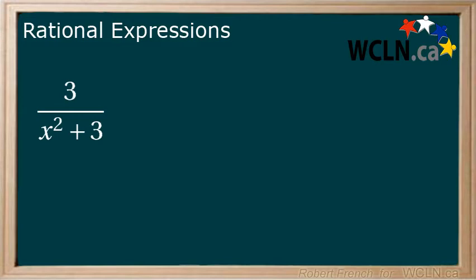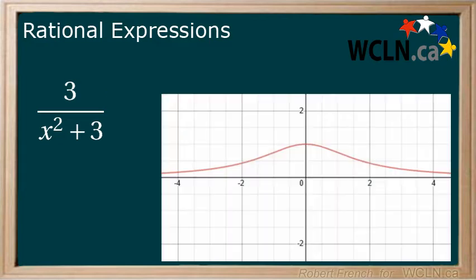Here is another rational expression. Remember that a term without any variables can still be a polynomial as long as it meets the requirements of a polynomial. Therefore, we have a polynomial in the numerator and the denominator. Again, another graph for a visual.